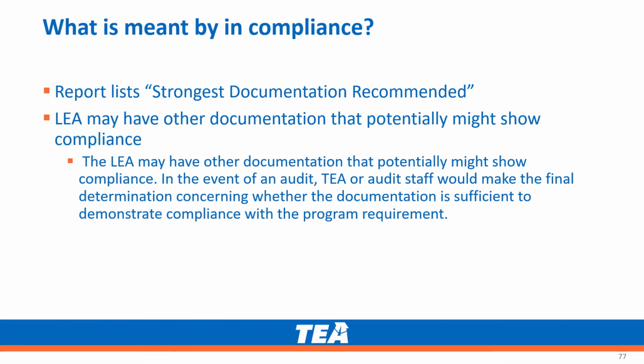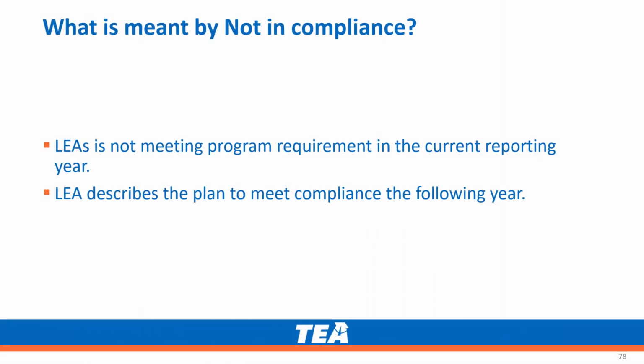A question that we get is, what is meant by in compliance? The compliance report lists the strongest documentation recommended. It also states that the LEA may have other documentation that could potentially show compliance. In the event of an audit, TEA or audit staff will make the final determination concerning whether the documentation is sufficient to demonstrate compliance with the program requirement. So, what is meant by not in compliance? Not in compliance means that the LEA is not meeting the program requirement in the current reporting year. It will also ask the LEA to describe the plan to meet compliance the following year.